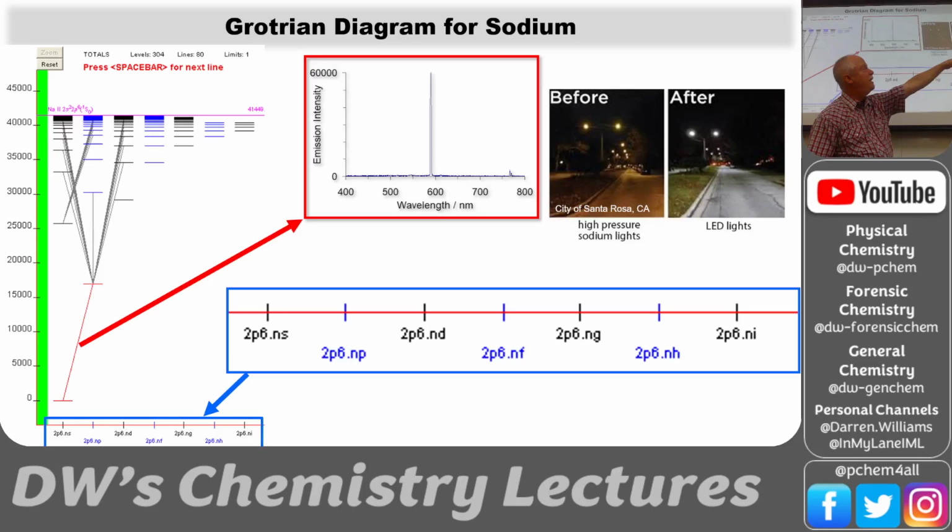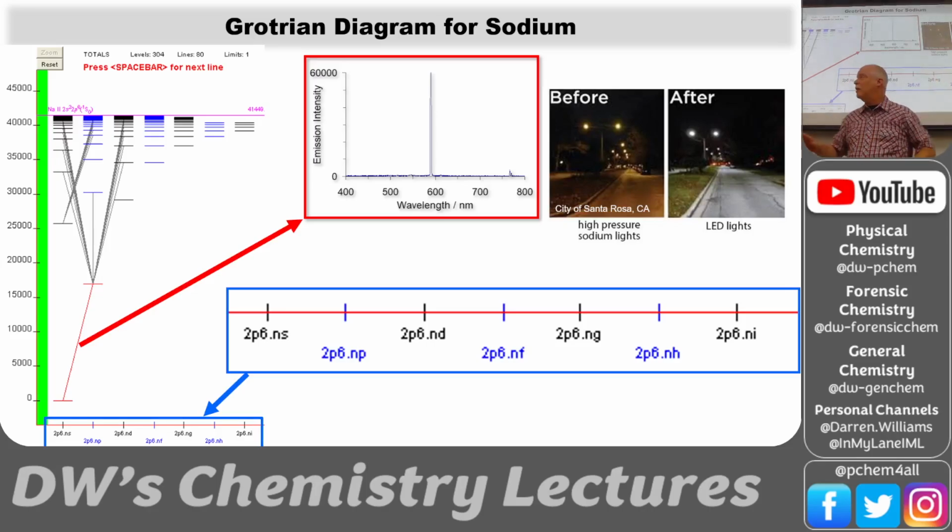2p6. Yeah, that's the end of the neon core. They left off the 1s2 and 2s2, but you get it, right? It's 2p6, the other stuff is assumed. So you have 1s2, 2s2, 2p6, that's the neon core, and then ns. The next thing is the ns, and so that makes sense, right? The first one would be 3s.